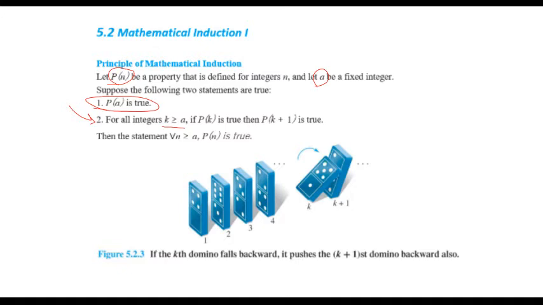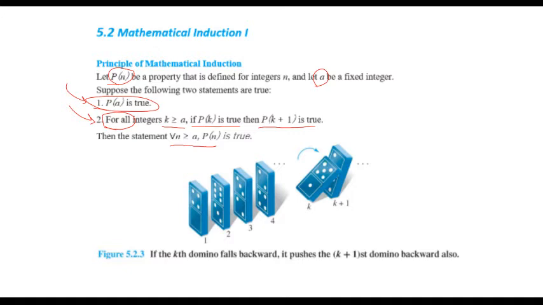So the second thing is a universal conditional statement. It's universal because we're saying for all integers k, and it's conditional because we say if P of k is true, then P of k plus 1 becomes true, right? So based on these two given assumptions or premises, we can conclude based on mathematical induction that for all integers n greater than or equal to that fixed integer a, P of n is true.